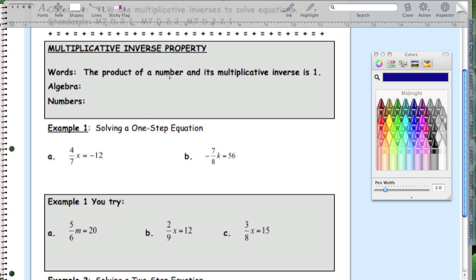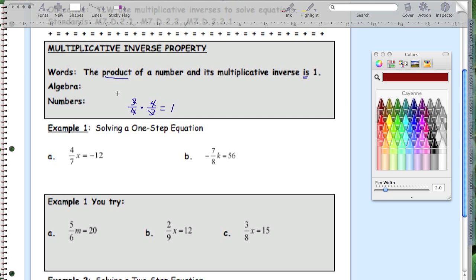Okay, so first of all, the multiplicative inverse property says the product of a number and its multiplicative inverse is 1. So for instance, if we have a number 3 over 4, its multiplicative inverse is 4 over 3, and when I multiply them, the product means to multiply, everything cancels, and my answer is 1. Is means equal. So it matches exactly. The product of a number and its multiplicative inverse is 1. So it tells us right here exactly what we're doing.